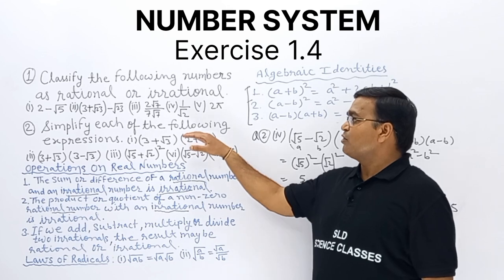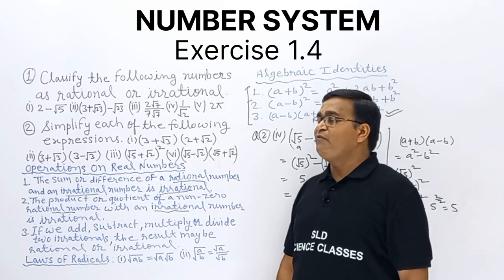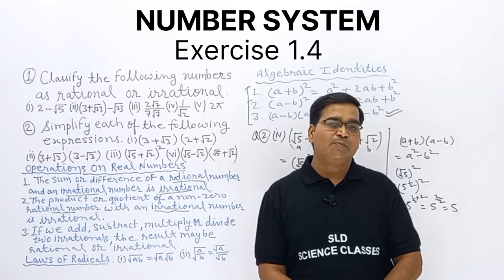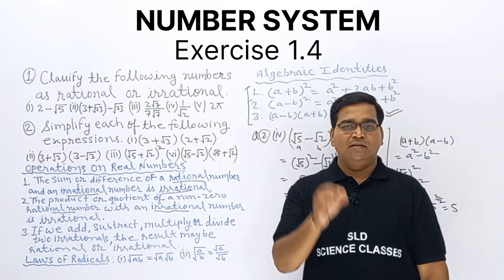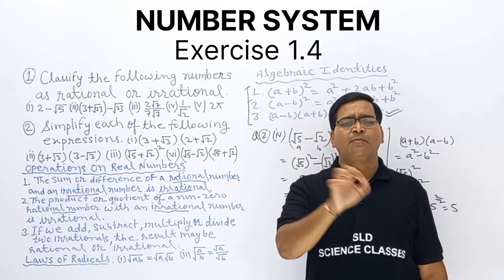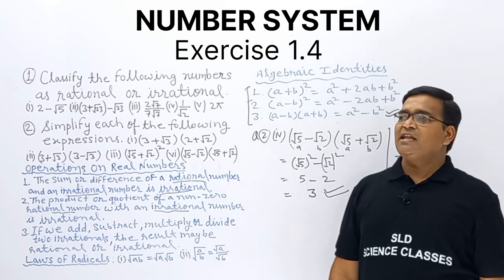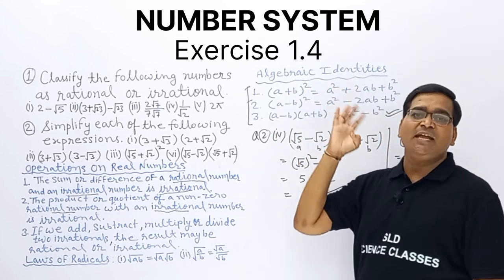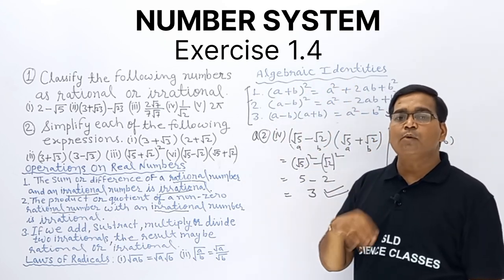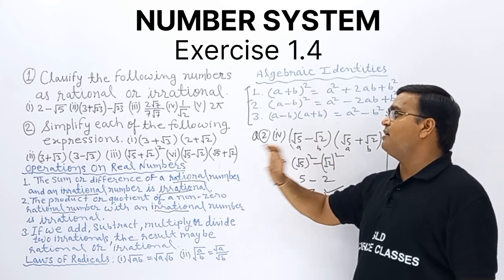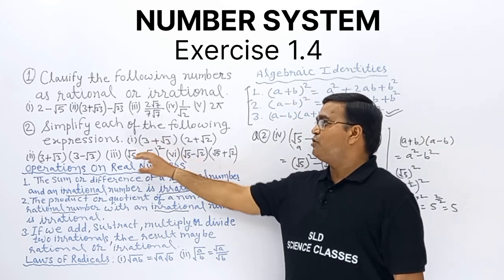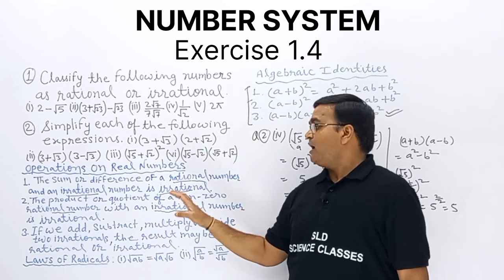And in question number 2, we simplify these questions. For simplification, in your subject chapter number 2, polynomials, we are having algebraic identities. Total 8 identities are given. Out of these identities, 3 identities are there. By using these identities we are solving these questions. Clear?